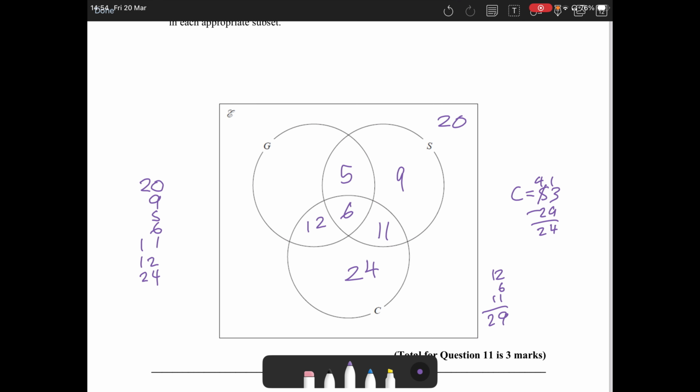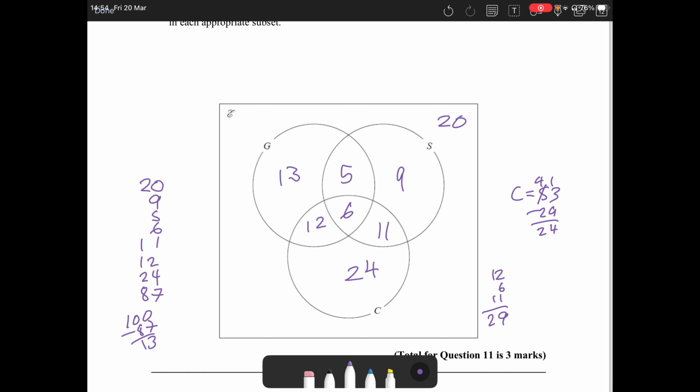So you're going to get 10, 21, 27, 2, 4, 6, 87. I'm getting 13. So 100 take away 87 is 13. I will confirm this with the mark scheme, but that should be the completed Venn diagram.